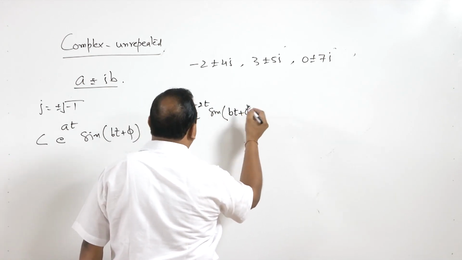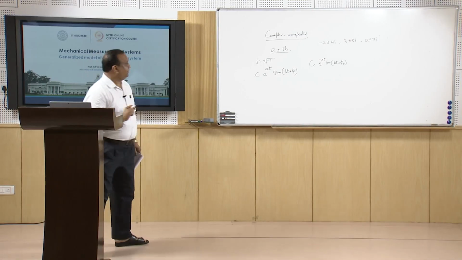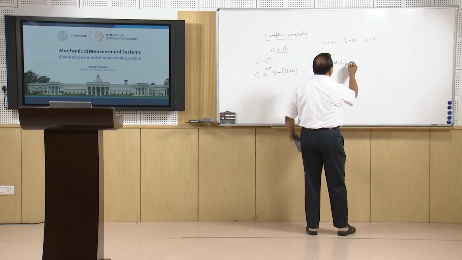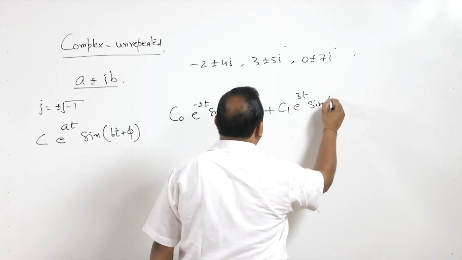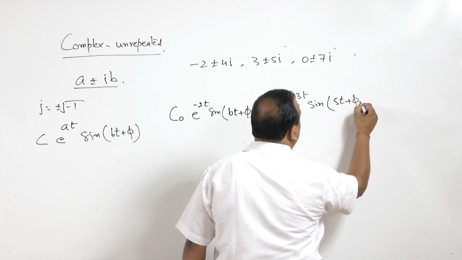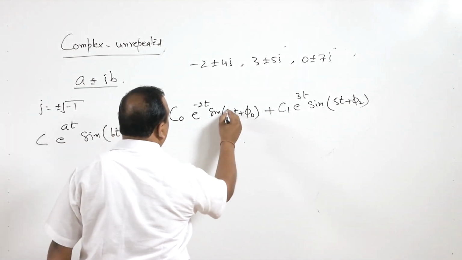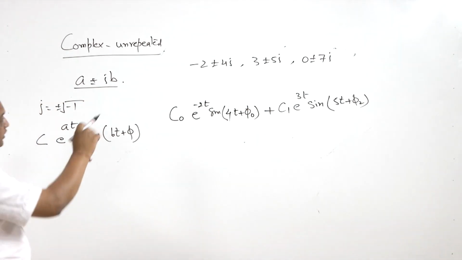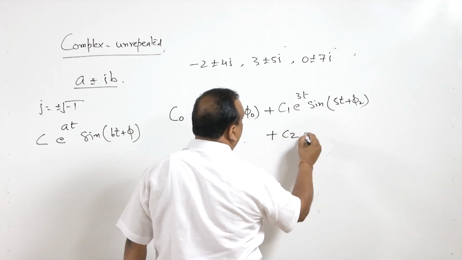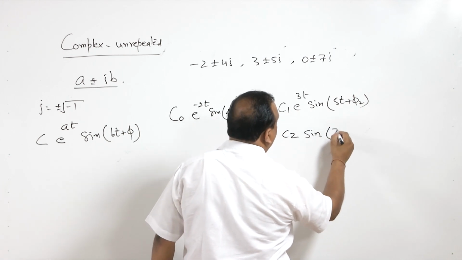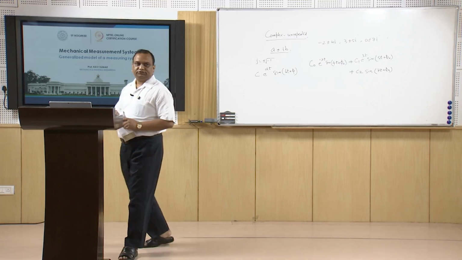sine(bt plus phi 0), or let us say phi 0, some phi, we don't have the value of phi. And then the next one is C1 e raised to power 3t, similarly sine(5t plus phi 2). Here instead of b, the value is given, so it is 4t. Now, the value of a is 0, so it is going to be equal to C2 sine(7t plus phi 3). And so on, we can find the solution from the roots.